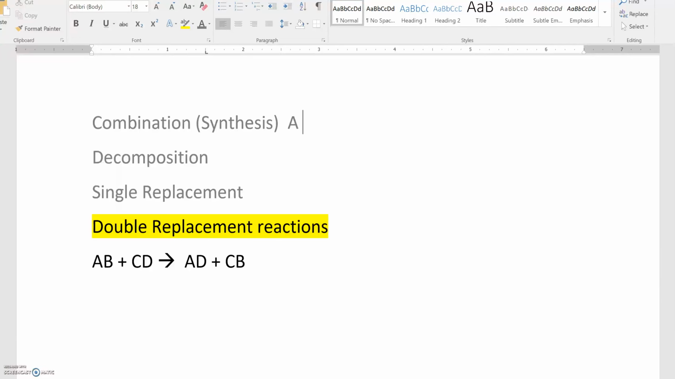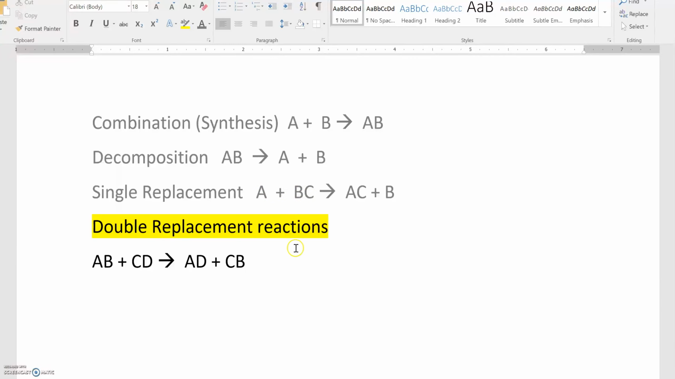Combination reactions are A plus B gives you AB, so you're combining, or making, synthesis. Decomposition would be a compound AB decomposes into its initial materials, A plus B, where A and B are different elements of a compound. Single replacement is like A plus BC results in the products of AC plus B. So you can see you replaced one single element. C goes with A instead of with B.